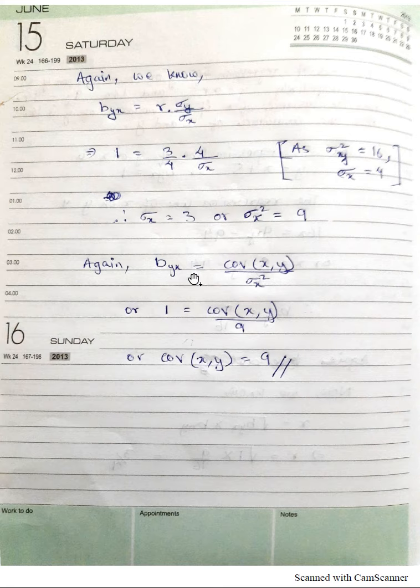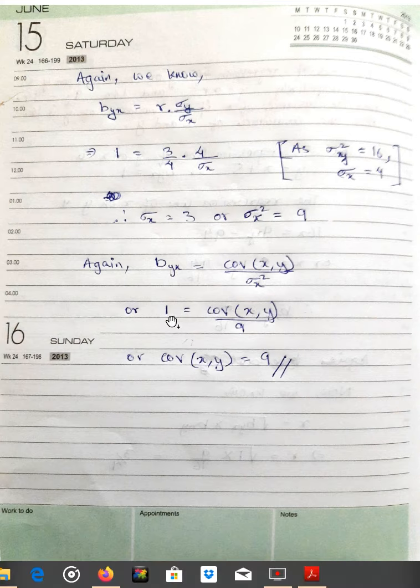Now again, the regression coefficient of y on x, we know the other formula, is equal to covariance between x and y divided by sigma square x. So byx is given as 1.